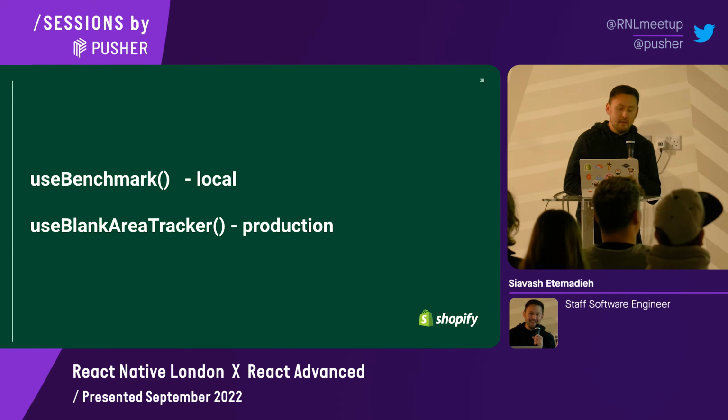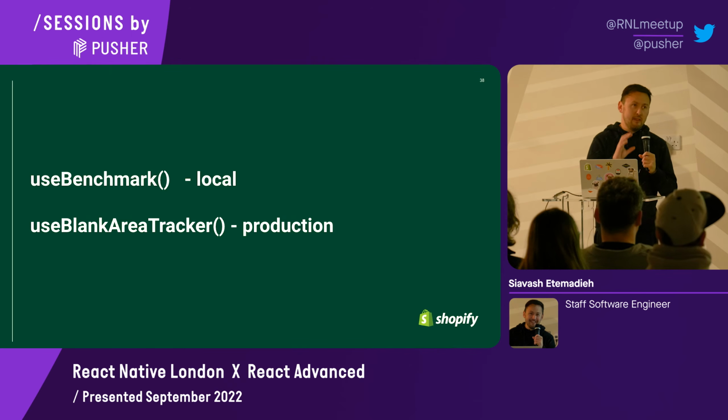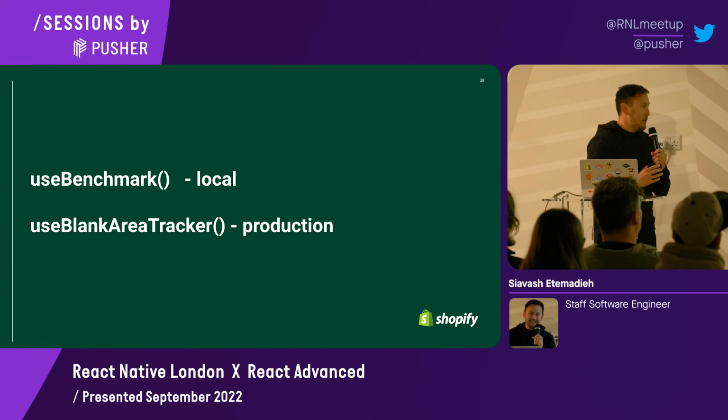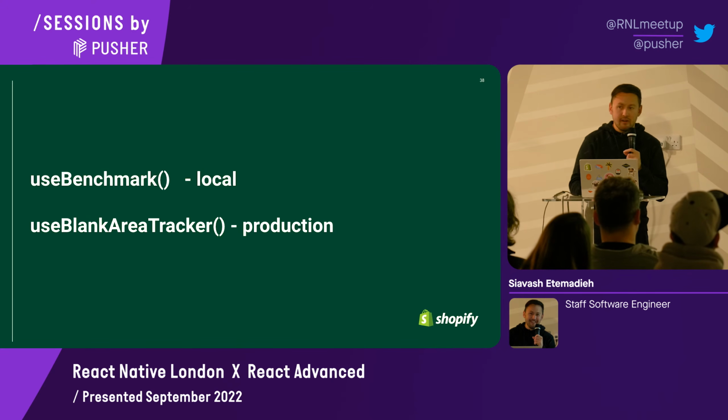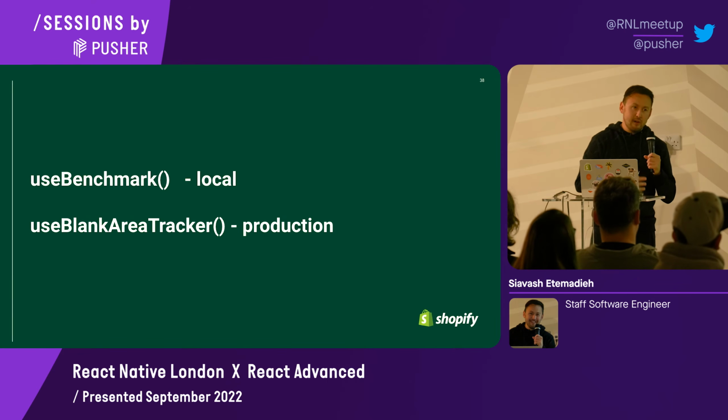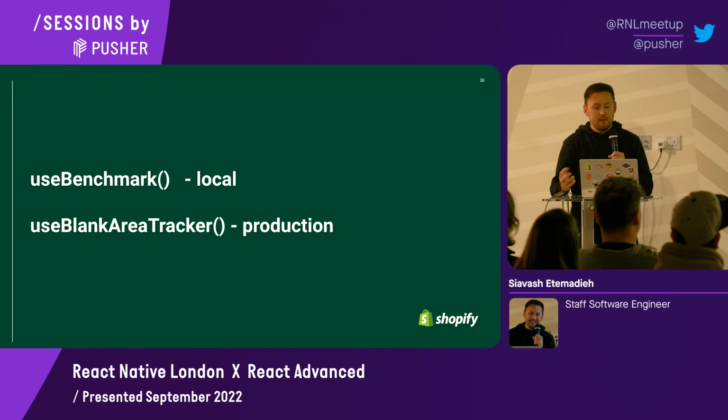We also come with a second hook, which is measuring probably the most perceived problem of the low FPS, which is the blank areas that are left behind. And we've made it so that you can actually use it in production. So you might want to fire it off to your observability or analytics and see what your real users are experiencing.